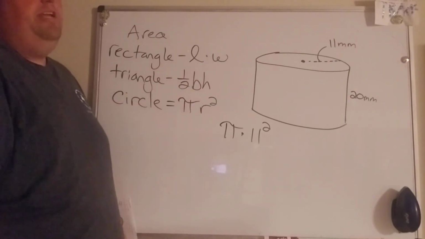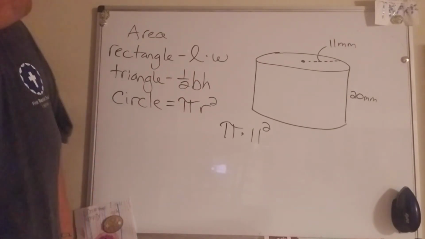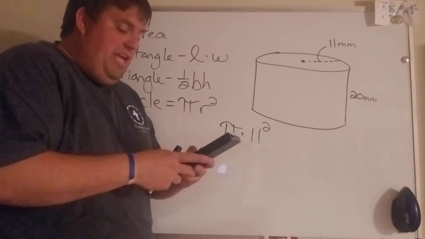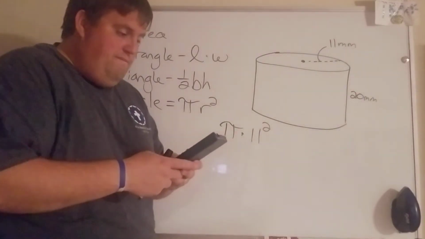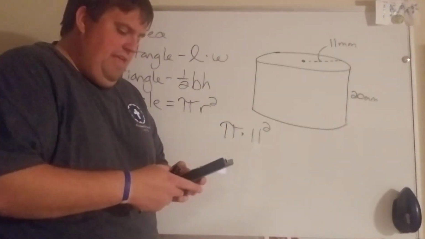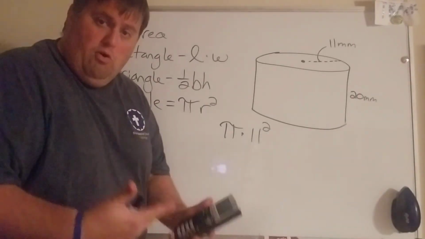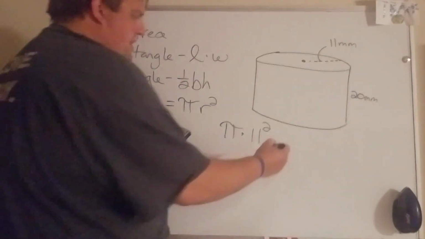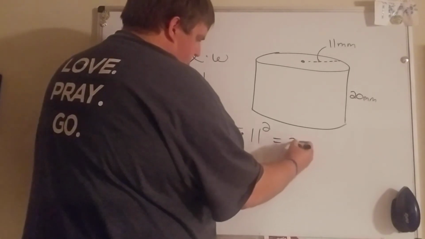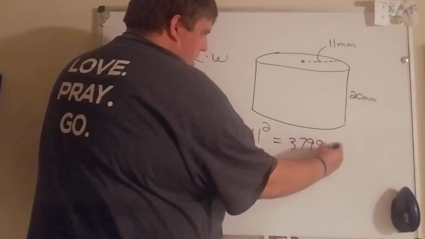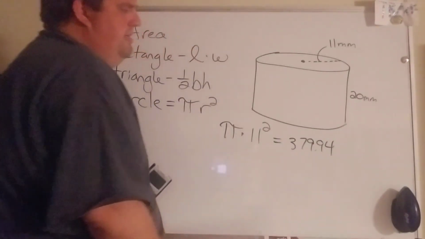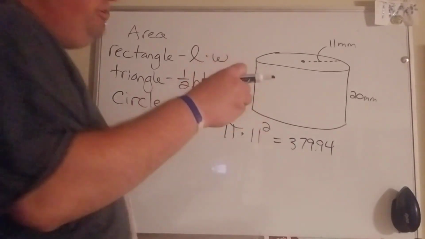Make sure when you put this in your calculator that you do the 11 squared part first and then multiply it by pi. And I don't care if you use 3.14 or if you use the pi button. Both of those are fine. But I got 379.94 about. So that's the area of the circle.